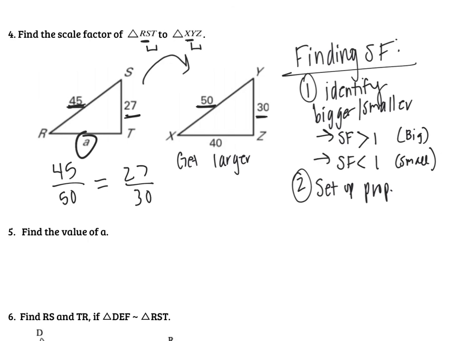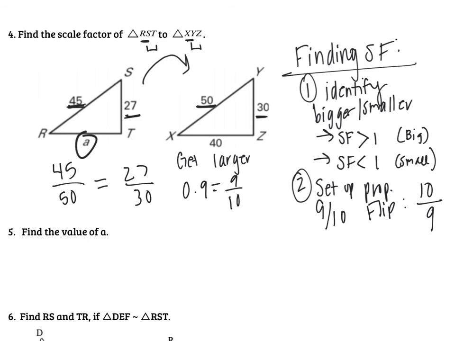So I'm going to see what is 45 divided by 50. So 45 divided by 50 is 0.9, which is 9 over 10. That is the common factor. And then I will double check that 27 over 30 is the same thing, and it is. Okay, so if I said my scale factor is 9 over 10, but I'm getting bigger, that wouldn't work because 9 over 10 is smaller than 1. So I have to flip it, and my scale factor becomes 10 over 9.